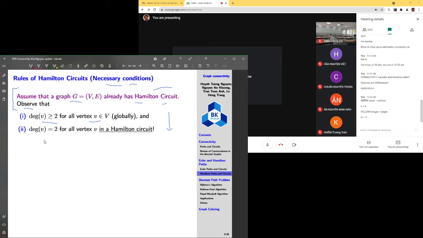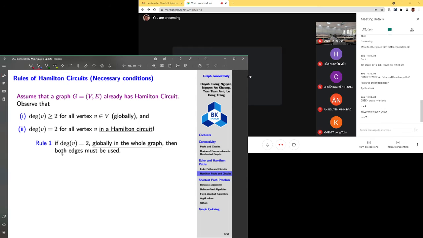Secondly, if we look locally at that particular Hamilton circuit only, inside the Hamilton circuit, you don't need to employ all connections, then the degree of the vertex inside that local Hamilton circuit must be 2. That means you employ 2. Maybe the degree of V globally is 6 or 5, but if you look locally at that Hamilton circuit, you must employ 2 among the 6 or 5. You see? So that means properties 1 and 2 here are obvious for any Hamilton circuit.